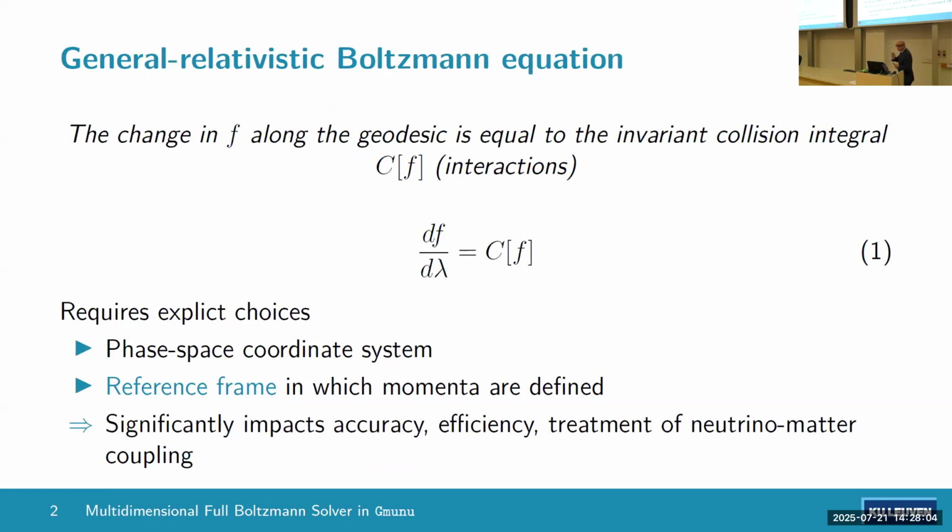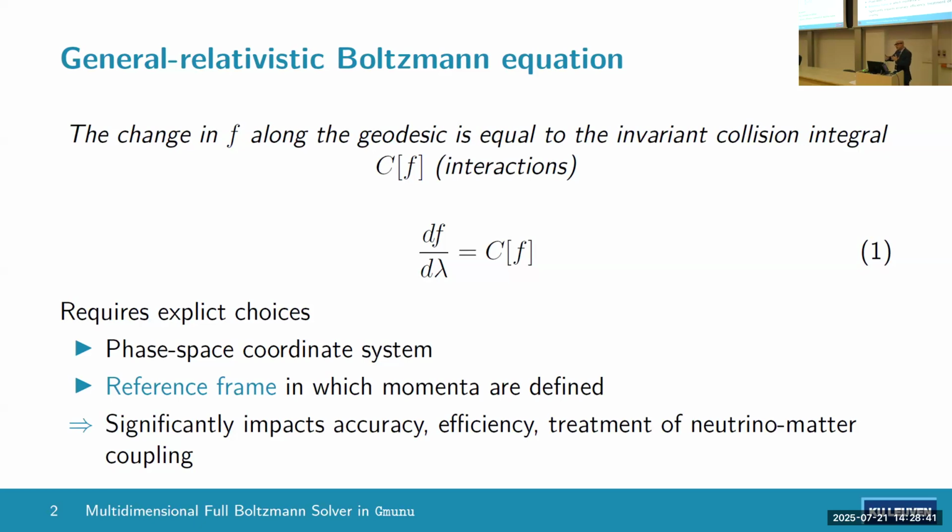Solving the equation is all about tracking the change of f, the neutrino distribution along the geodesic, and then comparing that to the collisions, so the interactions that happen along the geodesics. To do so, it requires explicit choices, in this case, both the phase space coordinate system and the reference frame in which the momenta are defined. These choices actually make a significant impact on the accuracy, efficiency, and also on the treatment of neutrino matter coupling.